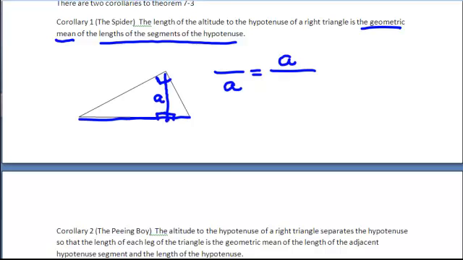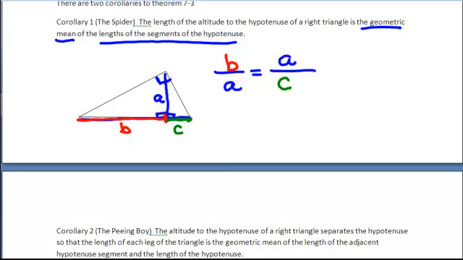Notice my hypotenuse got cut into 2 pieces. It got cut into this piece right here that stops. I'm going to call this piece B. And it got cut into this piece right here, this little tiny piece. I'm going to call this piece C. So according to our rule, this gets divided into piece B and piece C. So how is this related to a spider?